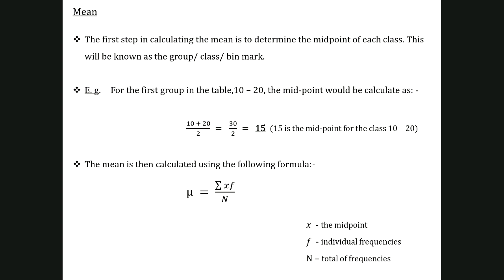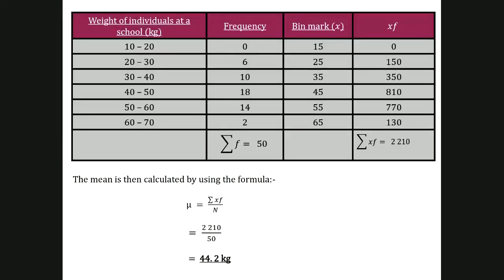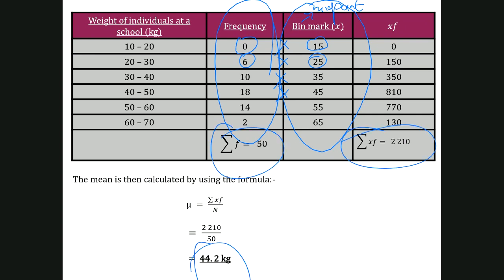The same working out that I did for you is all included here, where you can see you have your frequencies and your bin mark, which is just a synonym for midpoint. Then you have each frequency multiplied by its midpoint: 0 times 15, 6 times 25, 10 times 35, and so on. You added them up, divided by 50, and it gave you your mean of 44.2 kgs. So this is your mean.